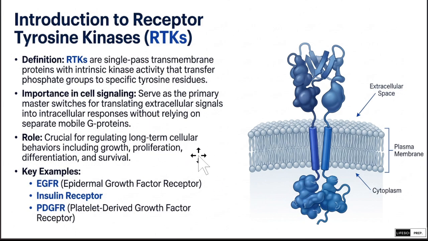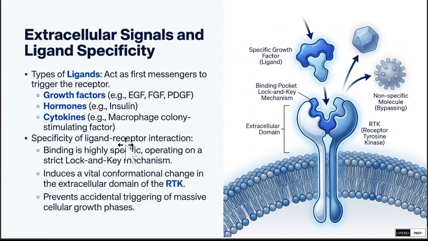What are the key examples? That is EGFR, epidermal growth factor receptor, insulin receptor, PDGFR. Extracellular ligands and ligand specificity. The types of ligands that bind to the receptors are the first messengers, which are growth factors, hormones, or cytokines, that is EGF, insulin, FGF, PDGF, macrophage colony stimulating factors, etc.